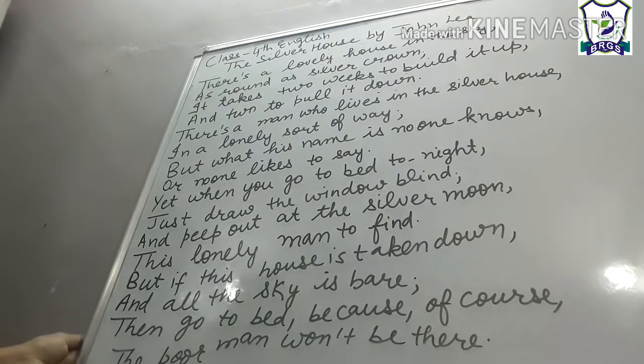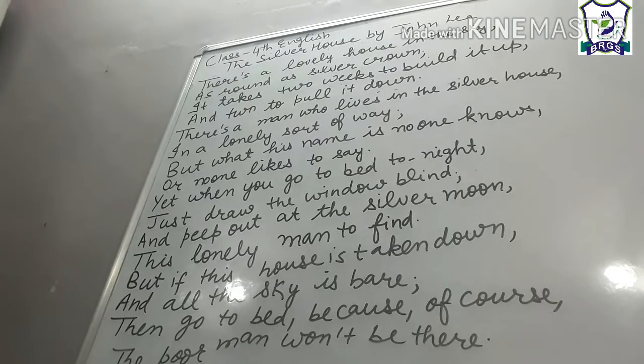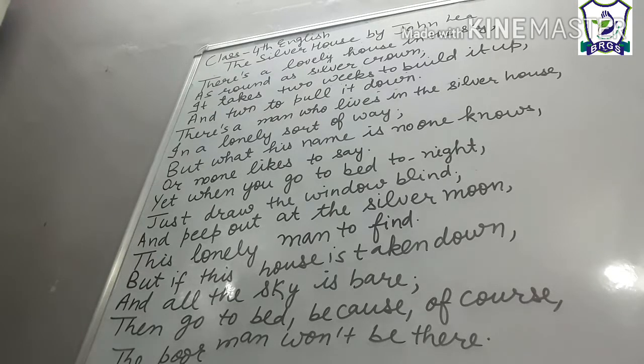So here's our poem. Let me first recite it for you. There's a lovely house in the sky as round as silver crown. It takes 2 weeks to build it up and 2 to pull it down. There's a man who lives in the silver house in a lonely sort of way. But what his name is no one knows or no one likes to say.